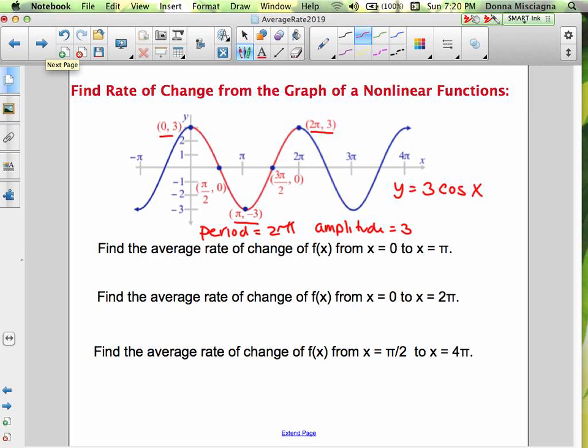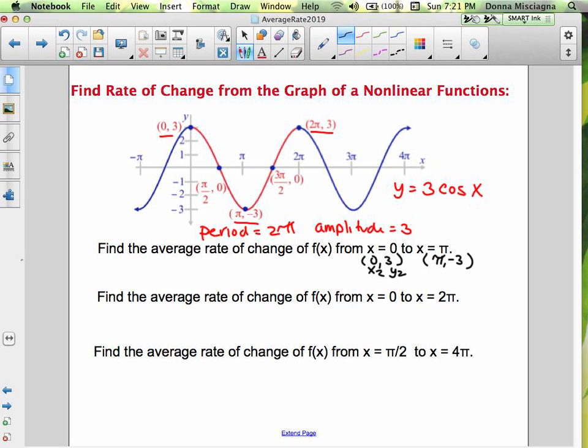We want to find the average rate of change of f of x from x equals 0 to x equals pi. So there we have the point (0, 3), and we have the point (pi, -3). I'll mark it down here as well: (0, 3), and then x2 and y2 are pi and negative 3.